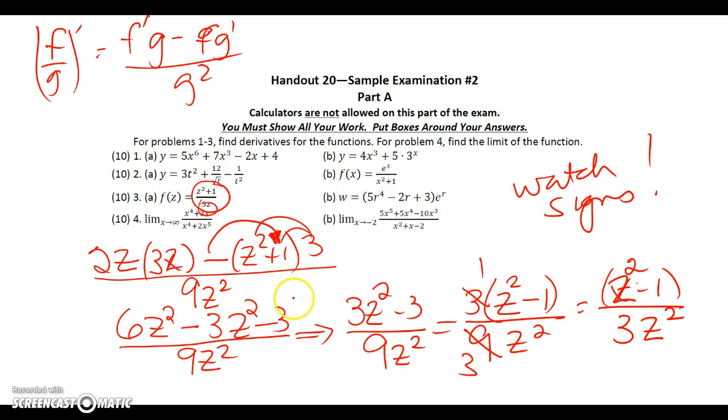I probably should have distributed it and left it in parentheses and then distributed that negative 1. Well, lesson learned here, right?